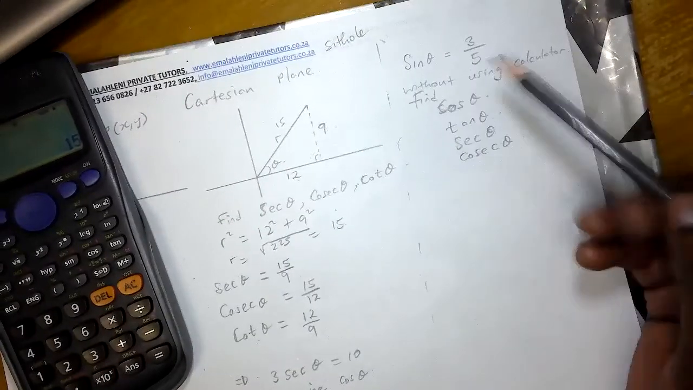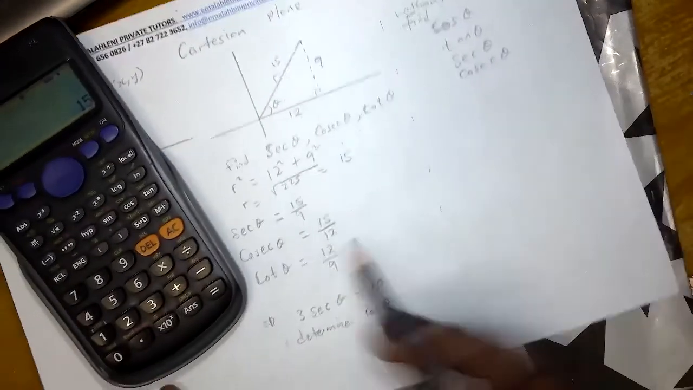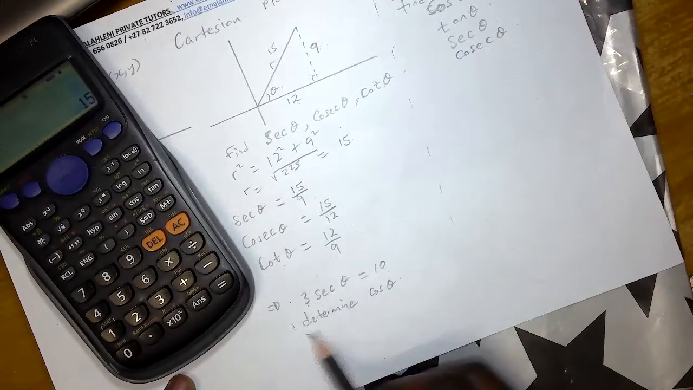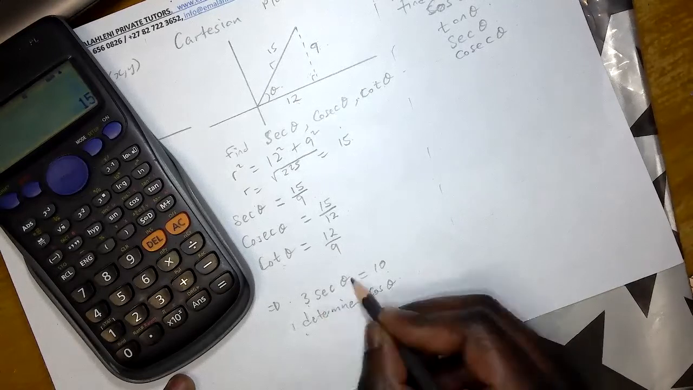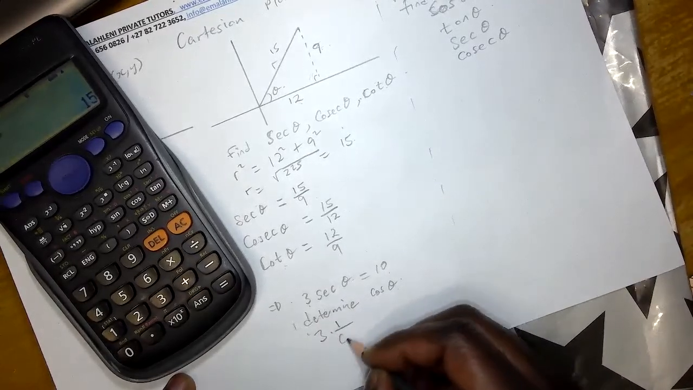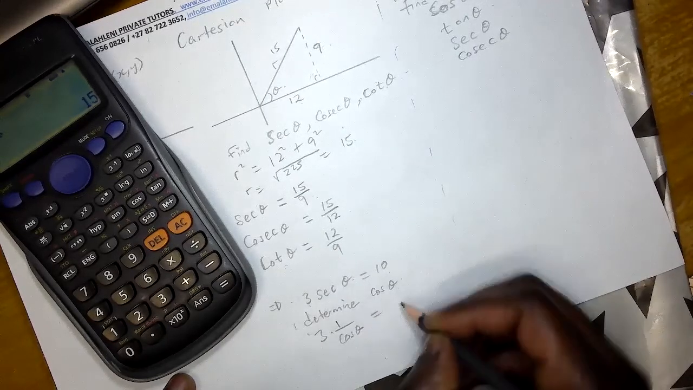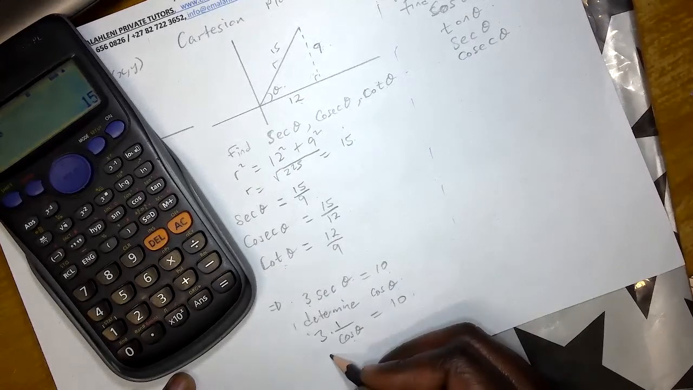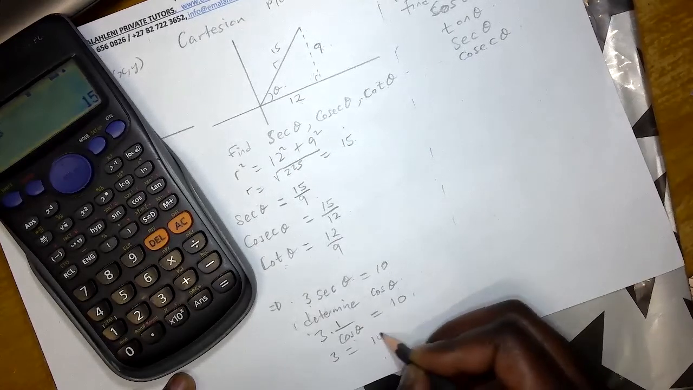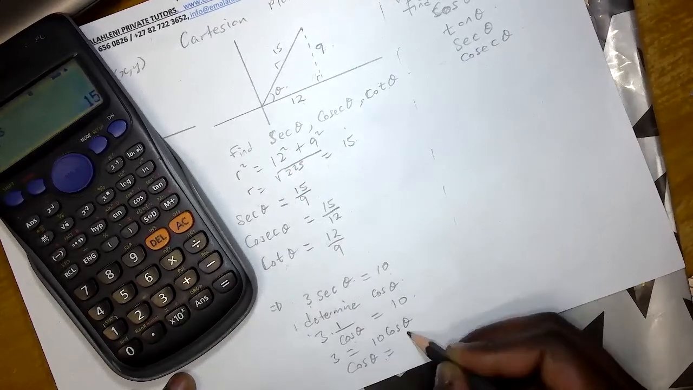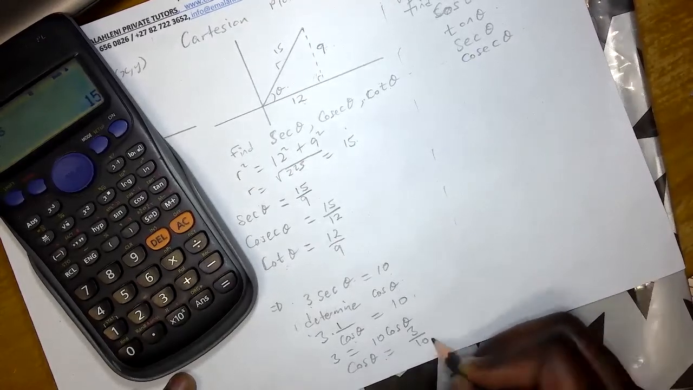Now let's move on here and see what's happening here. Let's have 3 sec theta is equal to 10. And I want to determine cos theta. We know that 3 sec theta is 3 times 1 over cos theta is equal to 10. Then we cross multiply with cos. 3 is going to be equal to 10 cos theta. Then cos theta is going to be equal to 3 over 10. That's what we have there.